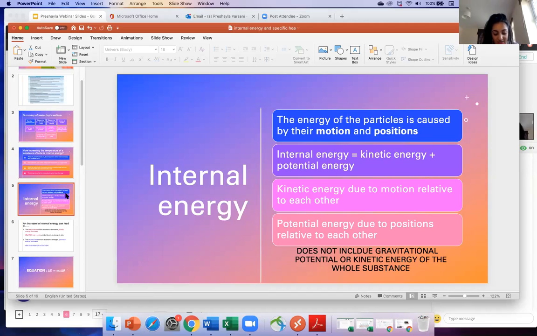So someone said, does GPE and EPE come under PE? No, gravitational potential energy and elastic energy are separate to potential energy.